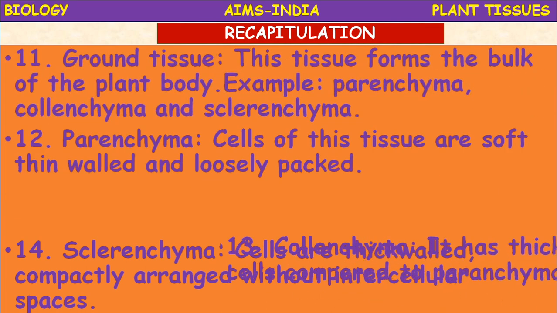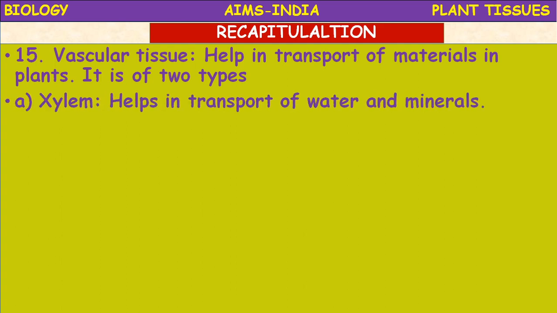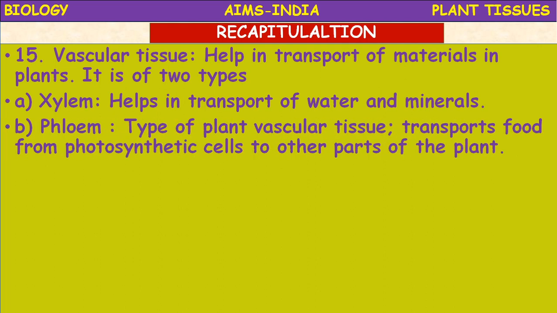Next, vascular tissue. The vascular tissue helps in transport of materials in plants. It is of two types. What are they? Xylem and phloem. Xylem helps in the transport of water and minerals. Phloem is a type of plant vascular tissue that transports food from photosynthetic cells to other parts of the plant.